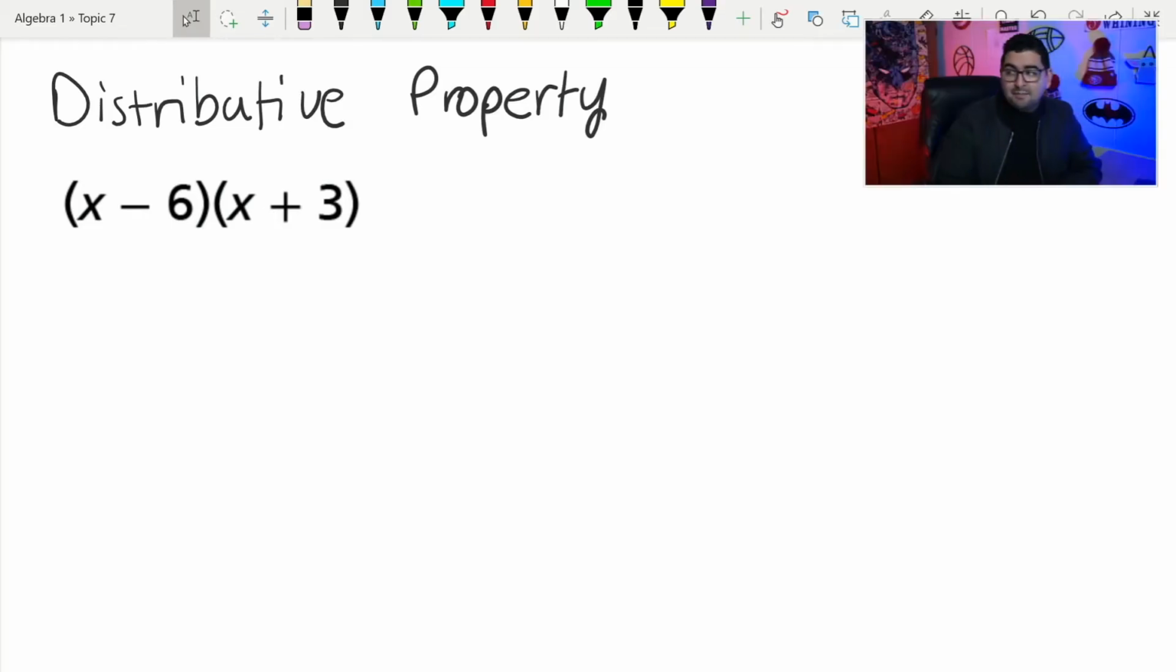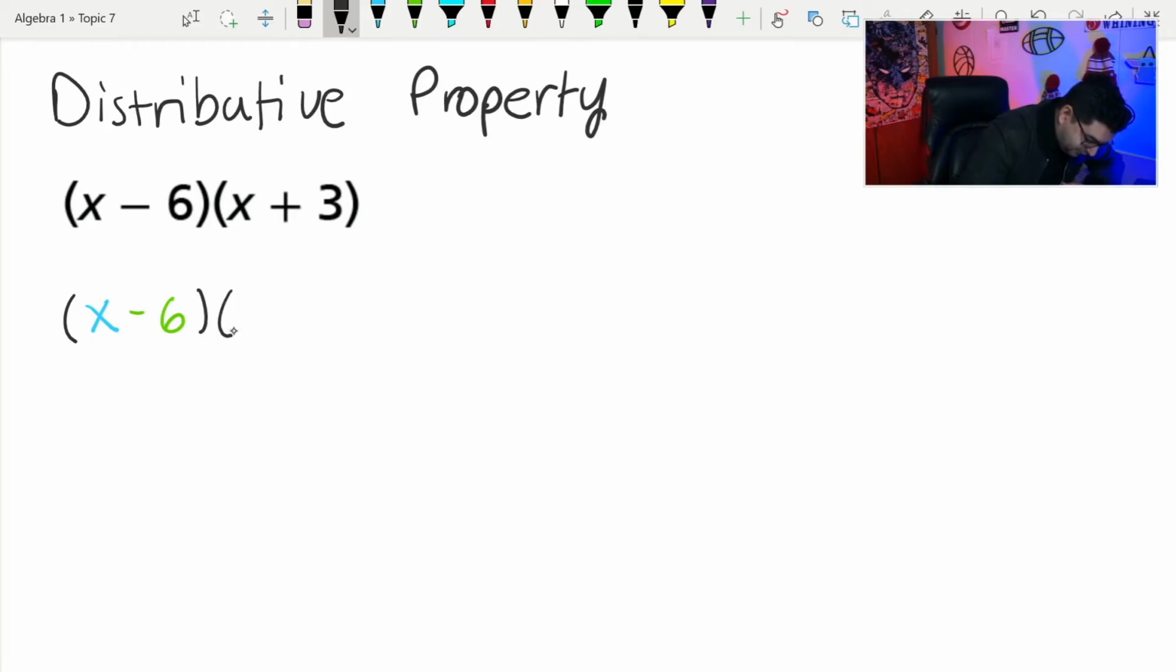So here we have a binomial times a binomial, something with 2 terms multiplied by something else that also has 2 terms. The first method we're going to discuss is using the distributive property. Let's rewrite this first. The idea behind using the distributive property for something like this is that we split up the first binomial into 2 separate monomials.